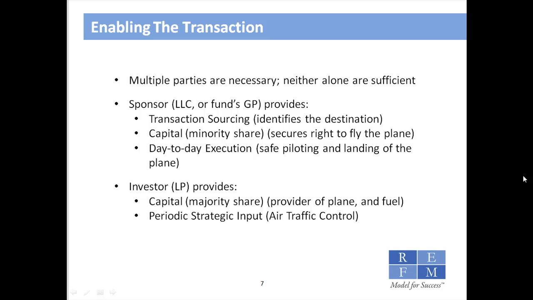Subsequently, the sponsor provides all of the day-to-day execution and operation related to the investment, which can be likened to the safe piloting and eventual landing of the plane. The investor, on the other hand, provides the majority of the capital, which can be seen as the leasing of the aircraft and the purchase of the fuel needed to get to the destination. And they also provide periodic strategic input, which is essentially the air traffic control function.